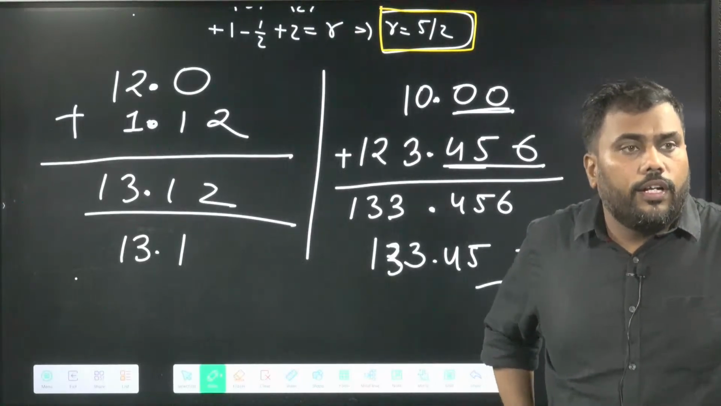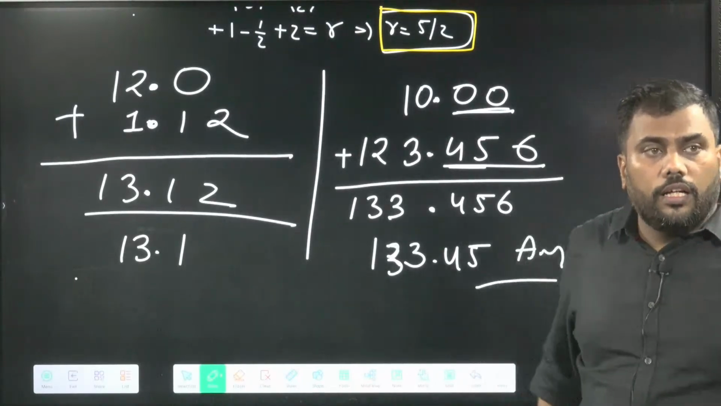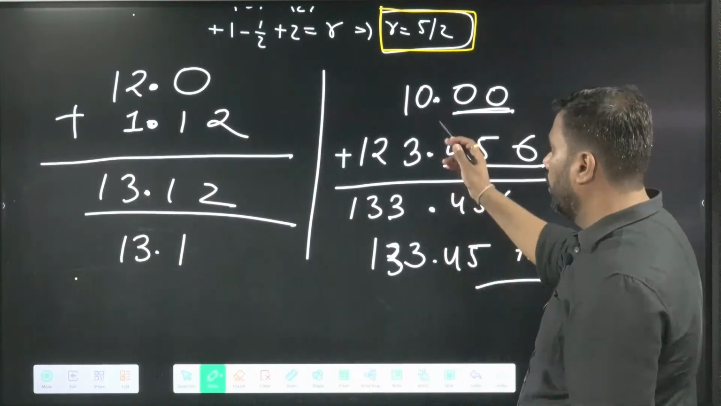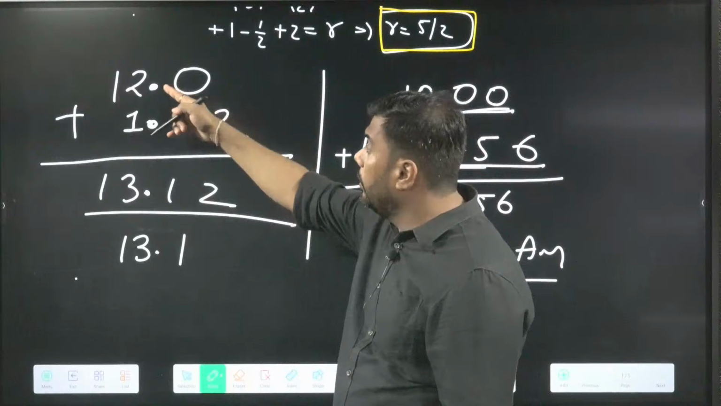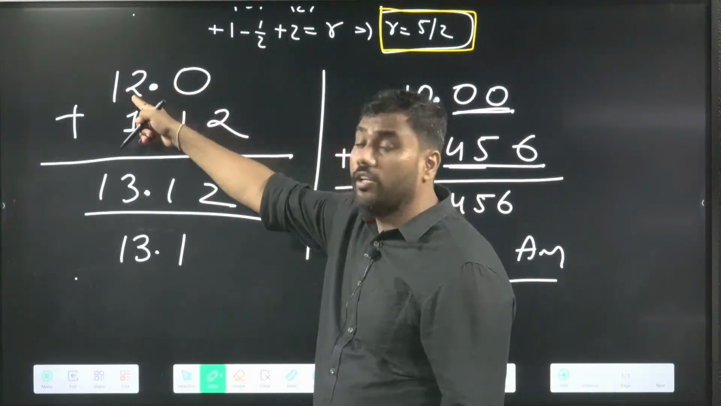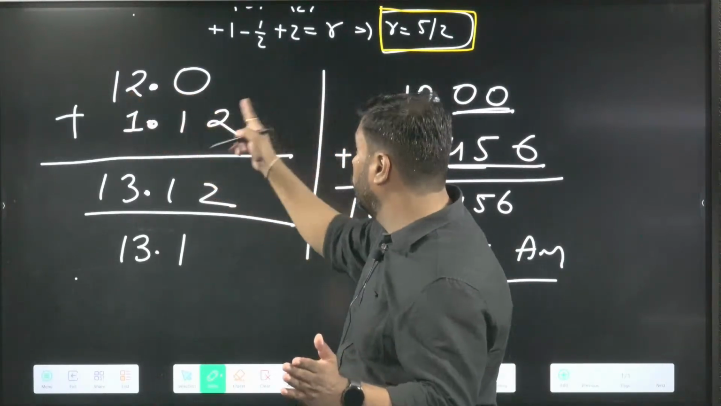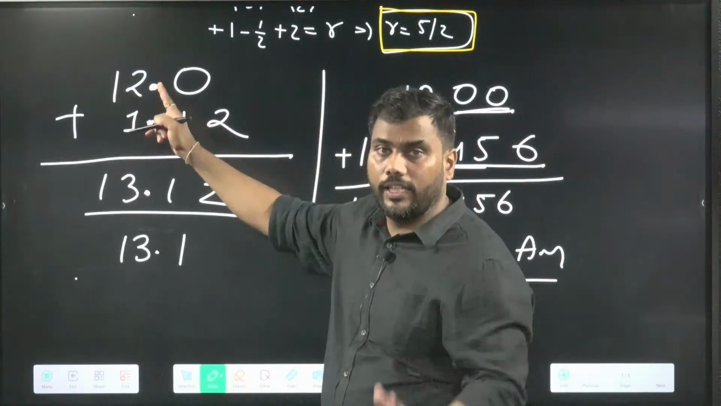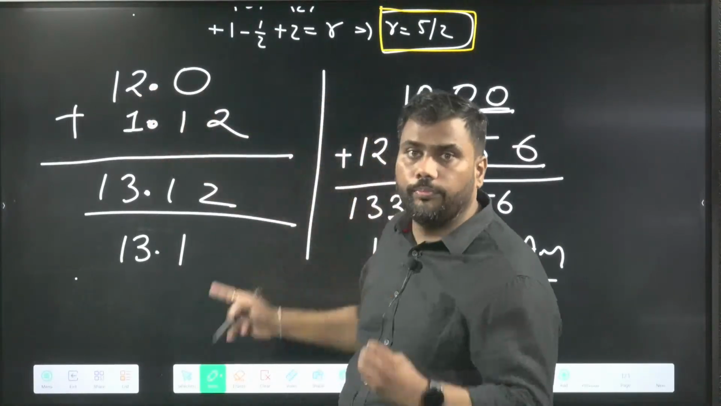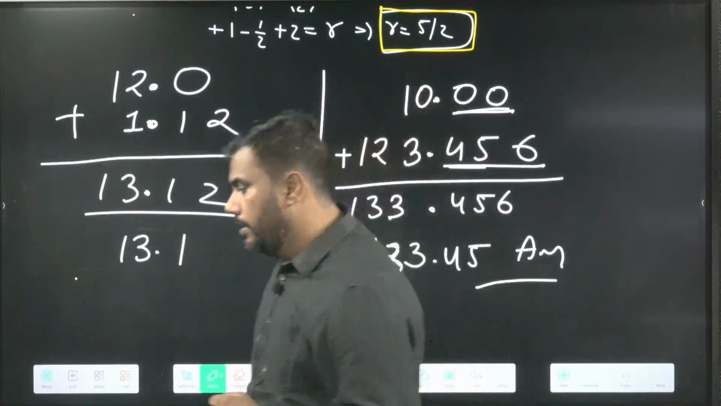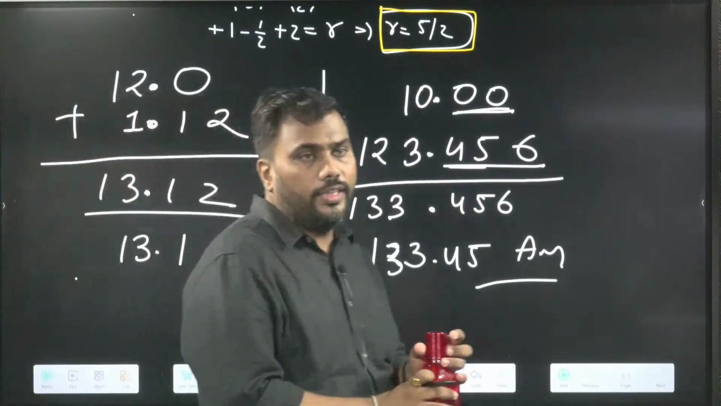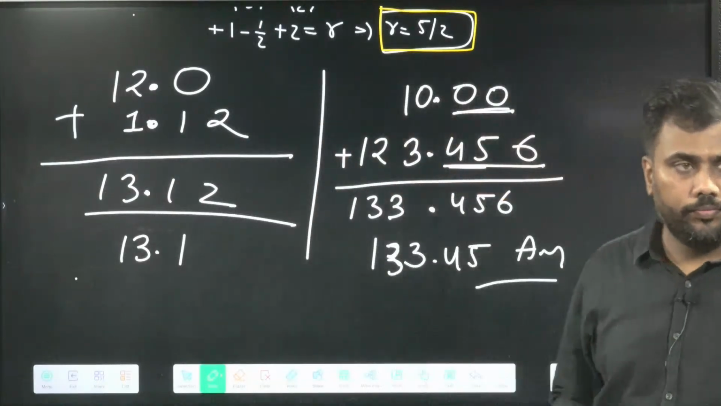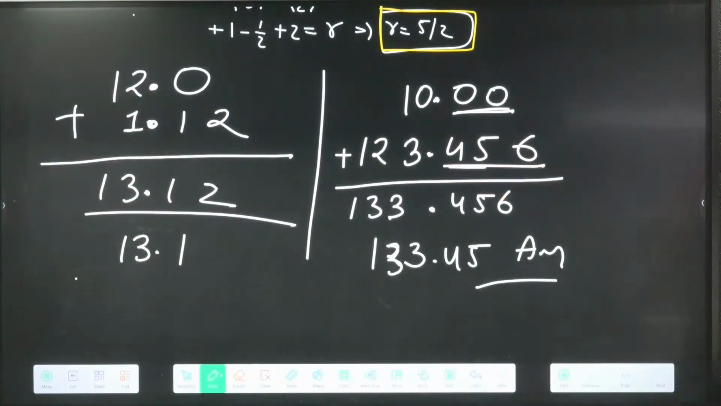Sir, but after 12, we can keep so many zeros now. No. In this number, after 12, we cannot increase the number of zeros because all the zeros after a non-zero digit are significant. So we cannot increase zeros by our own will after a non-zero digit.